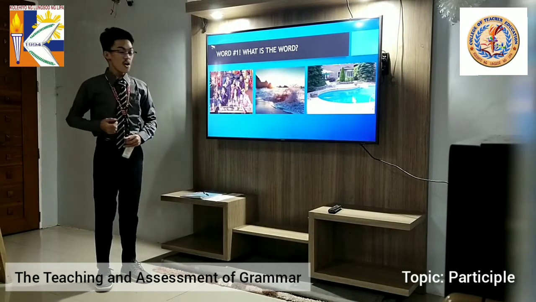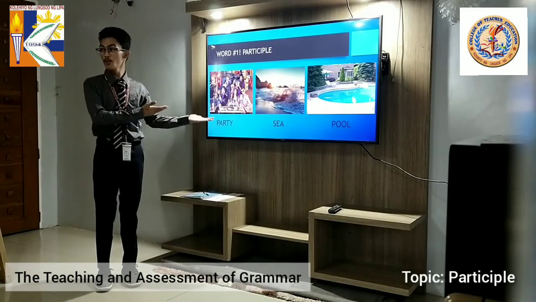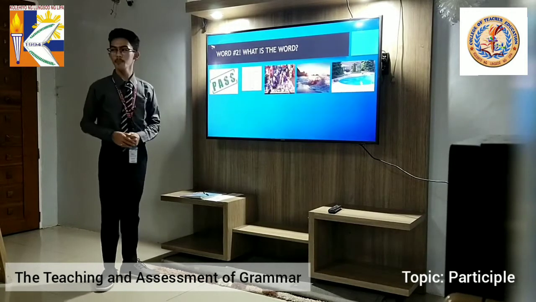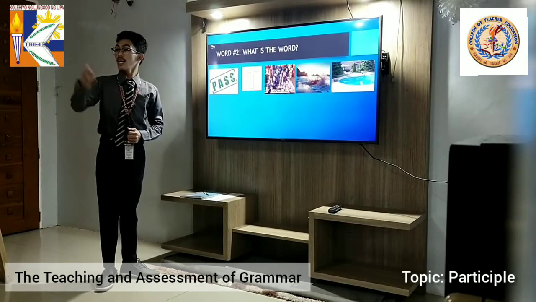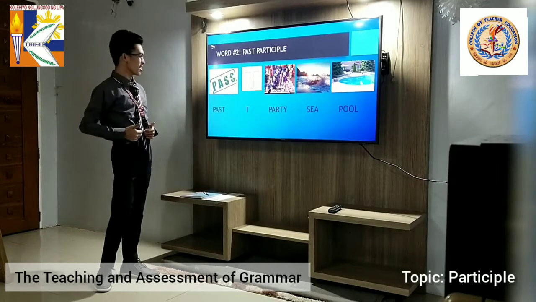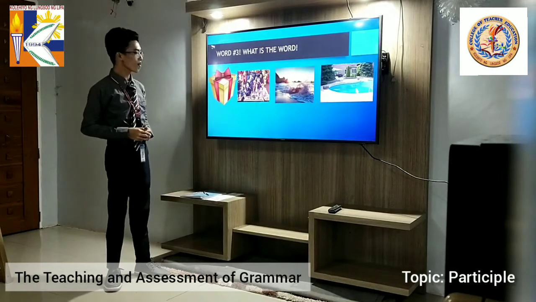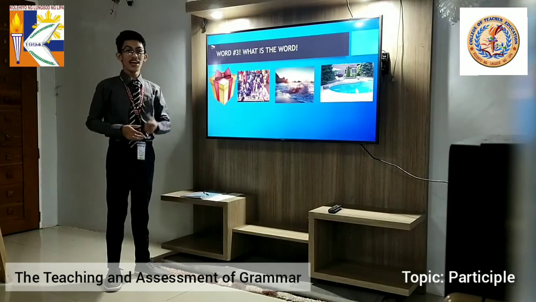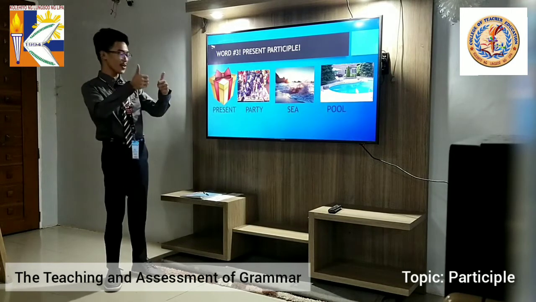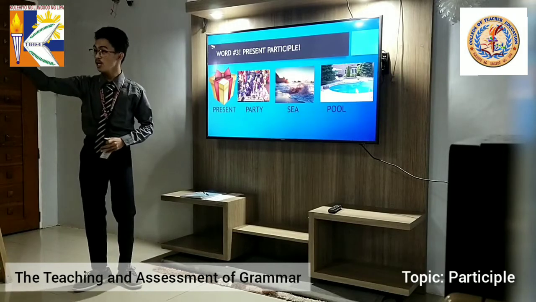Aldrin, your answer is correct. It is participle. So take note of the words that we are guessing here. Okay, how about number 2? Yes, Jennifer. Okay, also you got the correct answer. It's past participle. How about the third and last one? Johan? Okay, very good also. You also got the correct answer. It's present participle.